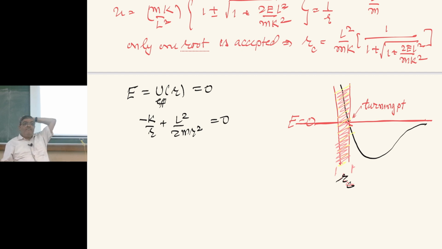Yes, speak up. I think you have the right answer. Let's hear it. Infinity, exactly. So r is equal to infinity is one of the roots. So let's now exclude that root.